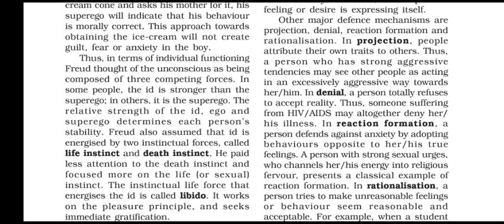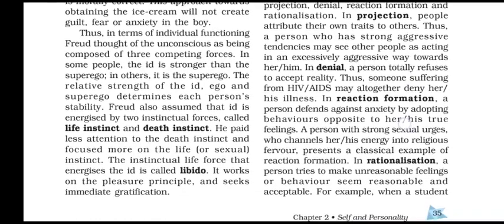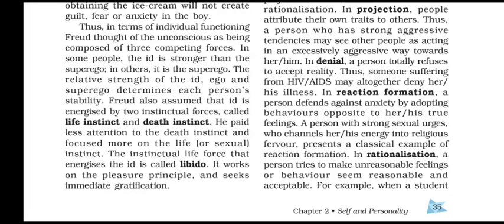In projection, people attribute their own traits to others. For example, a person who has strong aggressive tendencies may see other people as acting in an excessively aggressive way towards her or him. In denial, a person totally refuses to accept reality. Thus, someone suffering from HIV or AIDS may altogether deny her or his illness.